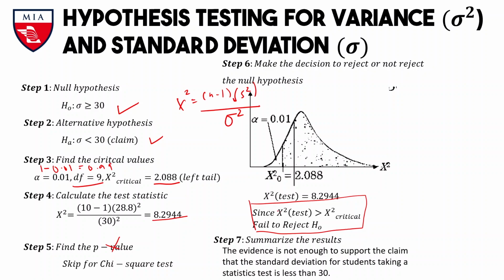The critical region is 0 to 2.088. So we can conclude that if chi-square test is greater than chi-square critical, we fail to reject. On the other hand, if our chi-square test is less than chi-square critical, we are going to reject. So that's all for our part 2.